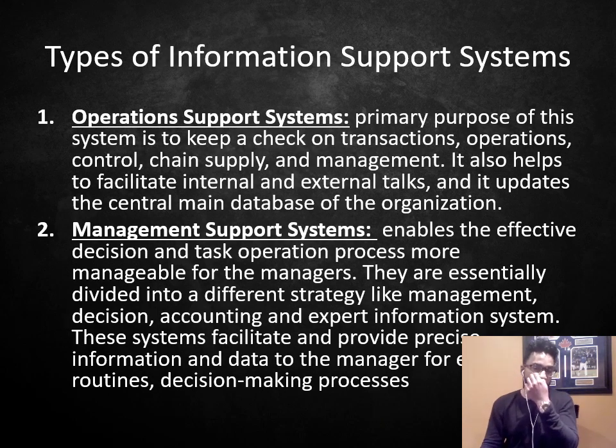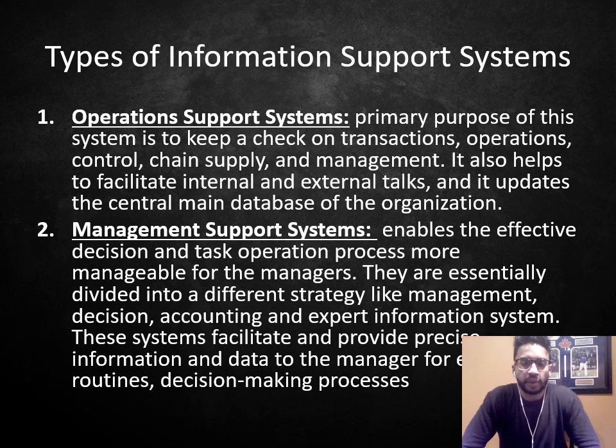So there's two types of information support systems. Okay. Operation support systems and management support systems. Okay, so operation support systems, the primary purpose of the system is to keep a check on transactions, operations, control, supply chain, and management. It also helps to facilitate internal and external talks and updates the central main database of the organization.